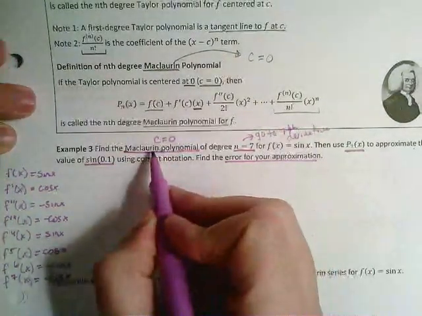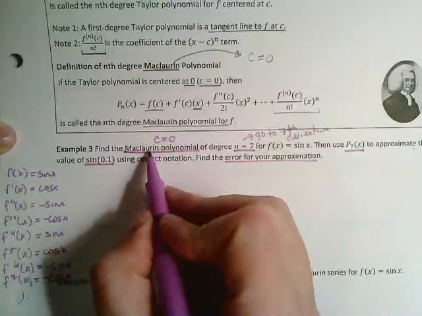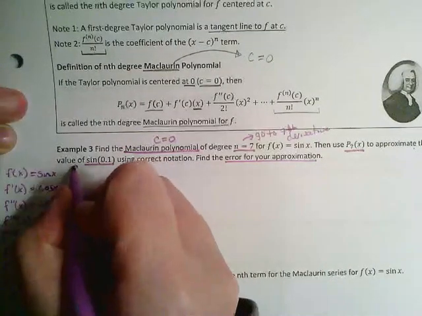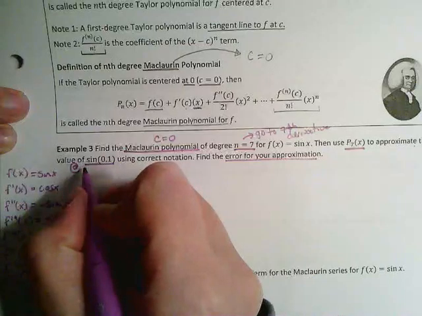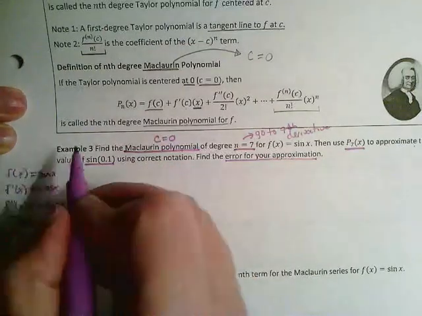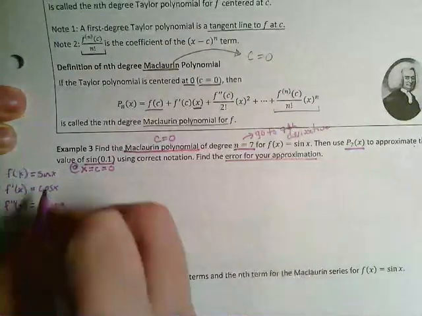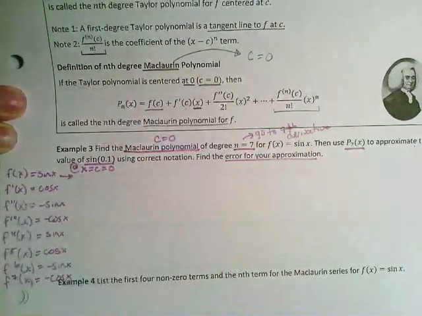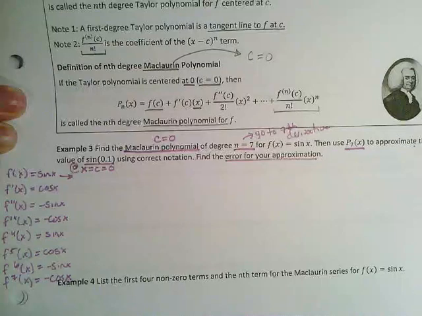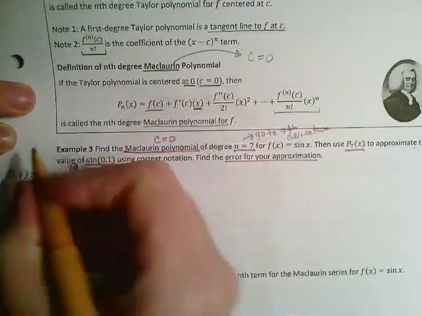So here, our center is 0. What that means is basically our c here is going to be 0. Our x equals c, which is 0. So the question is, what is f of 0?